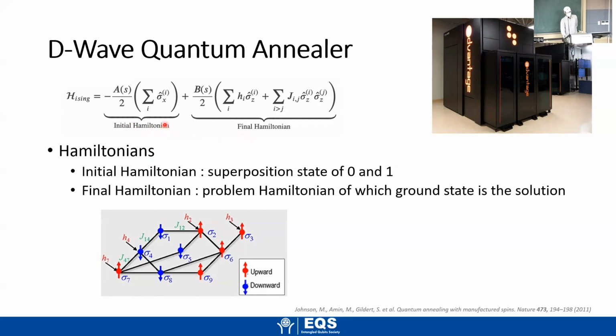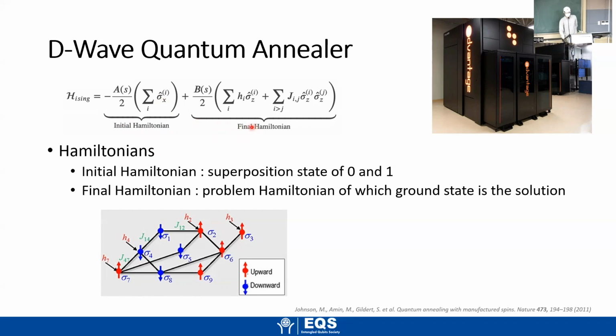In the initial, you can see there's a sigma x, and the sigma x represents the Pauli X operator. So basically, in the initial state of the D-Wave quantum annealer, the system is in a superposition of states 0 and 1, which means all possible states.